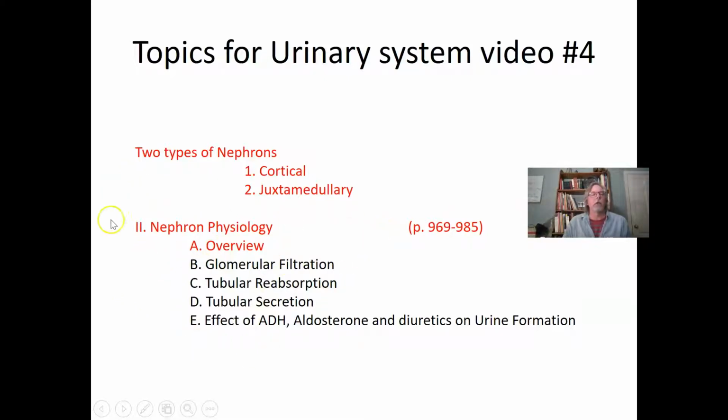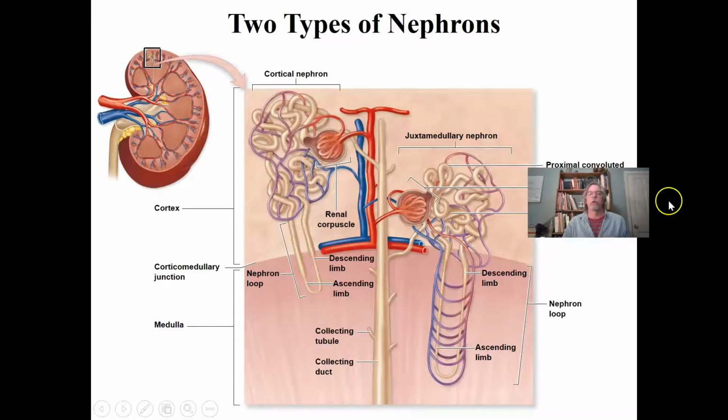And then we're going to start talking about the physiology. How do nephrons work? And how does blood filtration, all those processes work? And for this video, I'm just going to give you the overview of that. And in the next video, we'll start going through the details of all of the processes involved later. Okay?